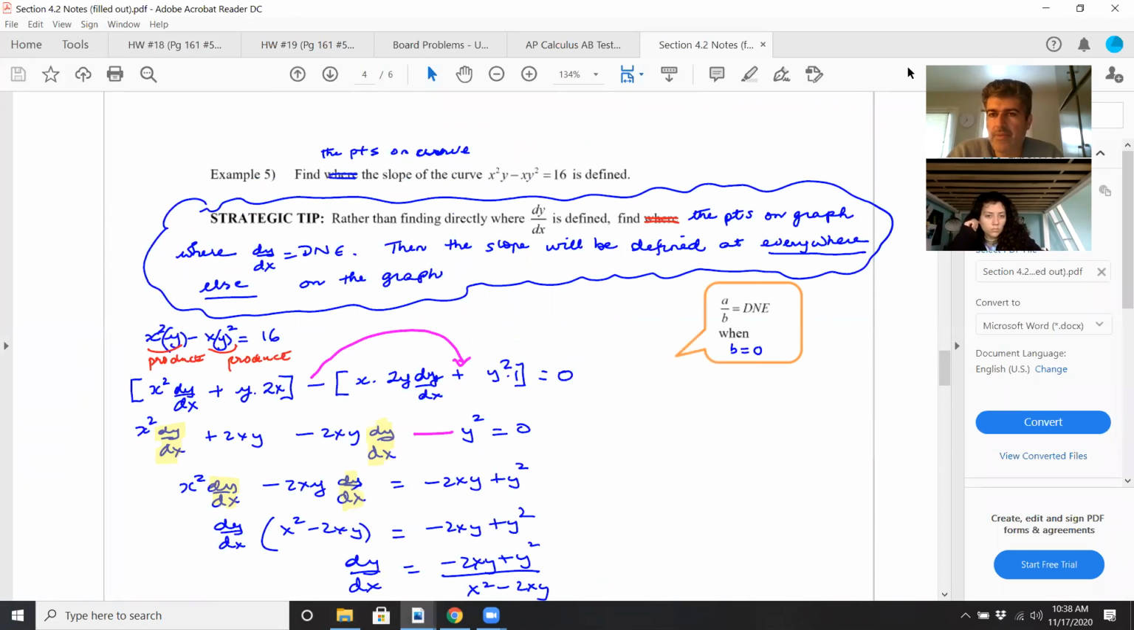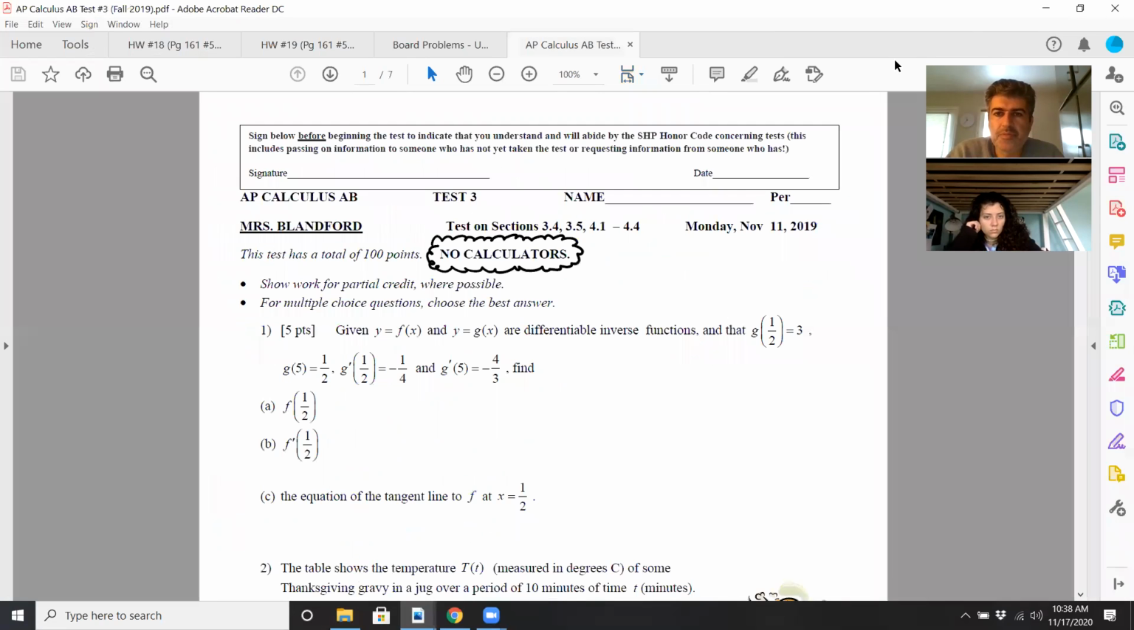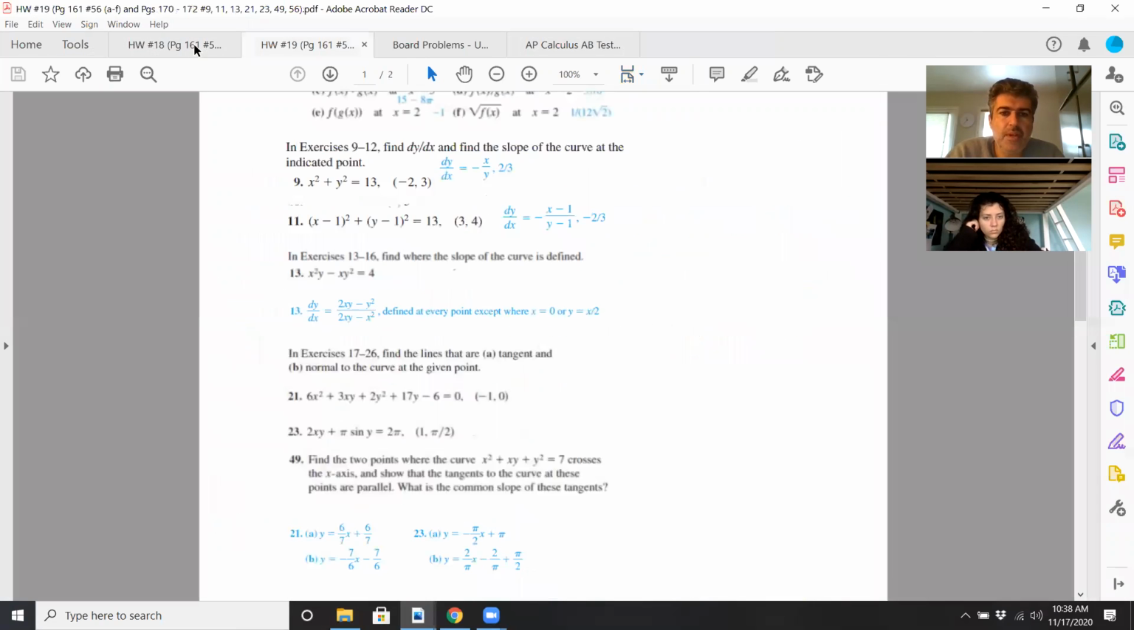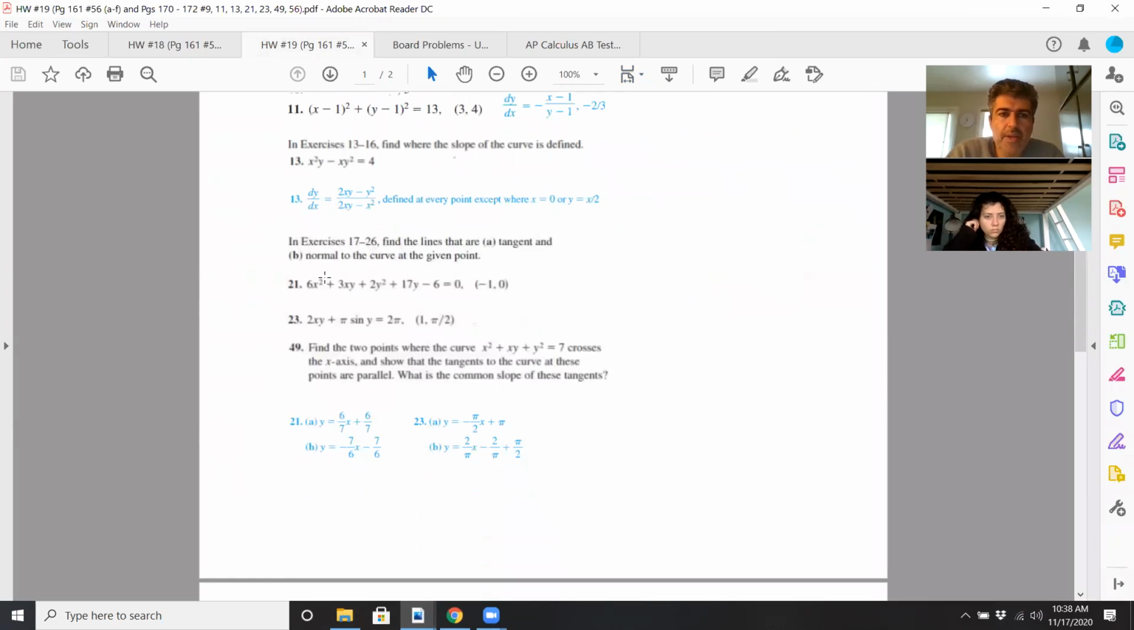Here's what you're asked to find where it's defined. Really, a better question is where is it undefined, right? So that is our equation. You know what I'm going to do right off the bat? Let's just throw this into Desmos, just so we know what the answer should be. Really easy to do. x squared y minus xy squared. Okay, I think I could remember that. x squared y minus xy squared.